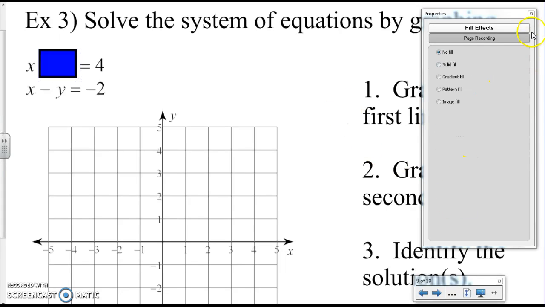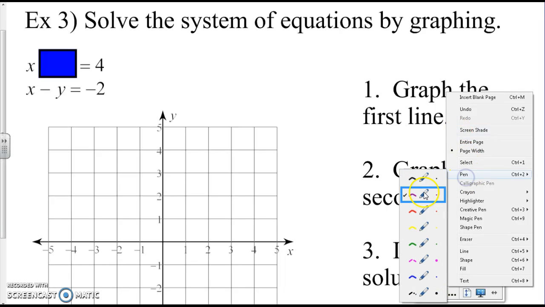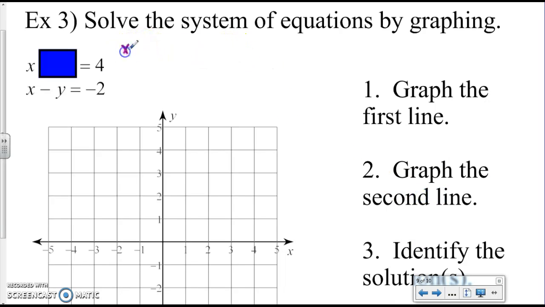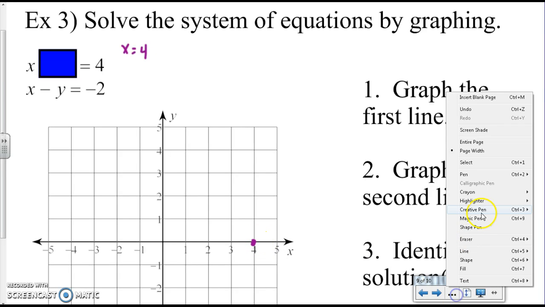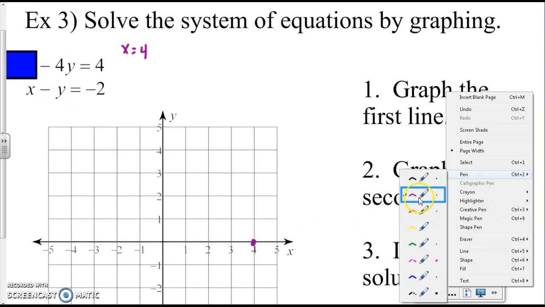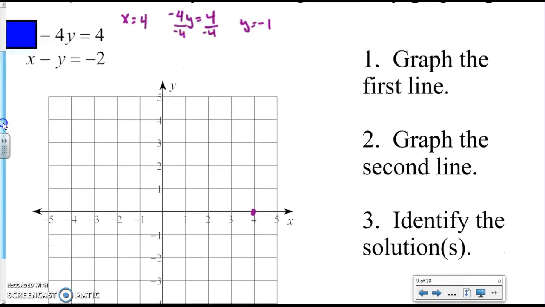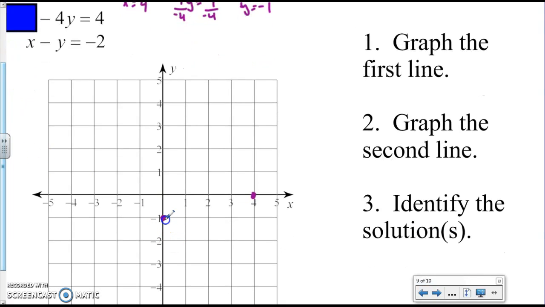Okay. So if I cover up my y for the first line, I am left with x equals 4. So I can graph that on my x-axis. If I move that over and cover up my x, I am left with negative 4y equals 4. Now I can't graph until I get that y alone, so I'm going to divide by negative 4, so I get y equals negative 1. Okay, so I'm going to go ahead and plot that. Now I'm going to go ahead and graph that line.